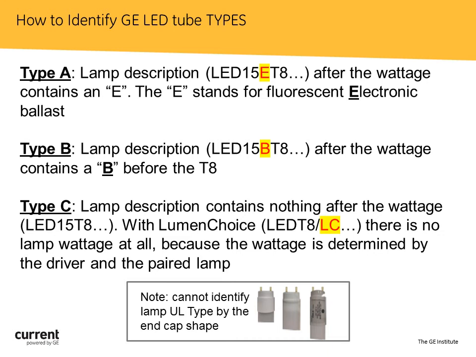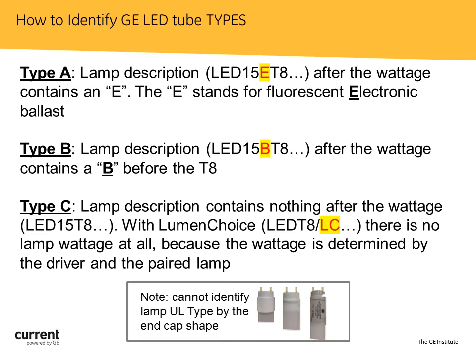If the letter after the wattage is a B, as in boy, then it means that it is a type B lamp. Now, if you pick up a tube and you see LED 15 and you don't see a letter after it, then that means it is a type C. It'll say something like LED T8, T8 meaning that's the size of the tube, tubular 8/8 of an inch.